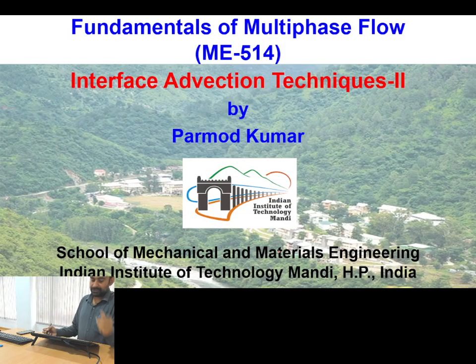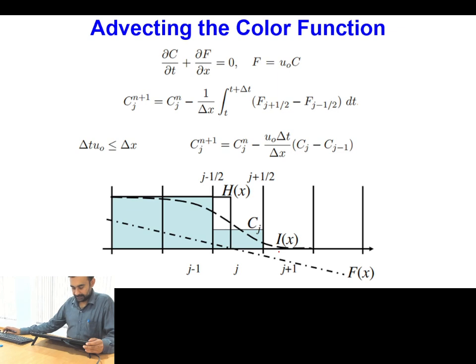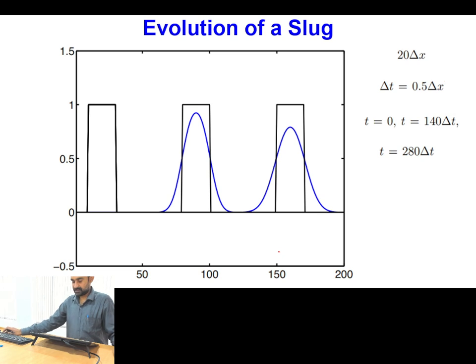Okay, good morning. We have been talking about interface advection techniques in the previous lecture, and today we will continue the discussion on the same. If you recall, we discussed how we can solve the transient advection equation to advect the color function, and then approximate the fluxes of the color function using the piecewise constant scheme. This is the solution we were obtaining.